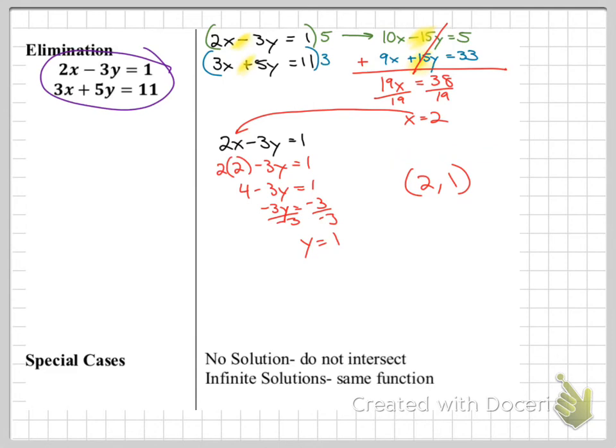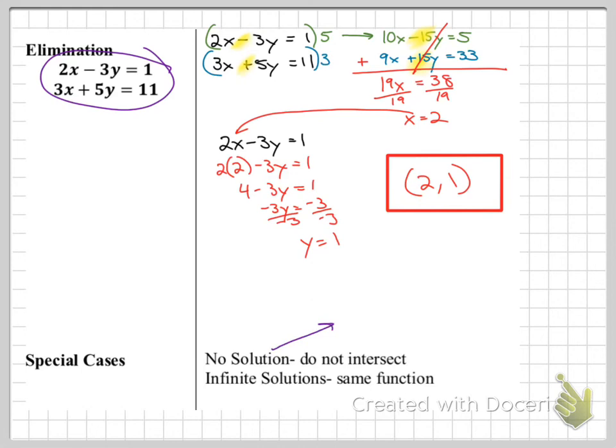Now, sometimes when you're solving a system of equations, there might not be a solution, because if 2 lines don't cross, right, then there is no point of intersection. Or there might be infinite solutions. So if it was the equation of the same line just written differently, then it would be infinite solutions.